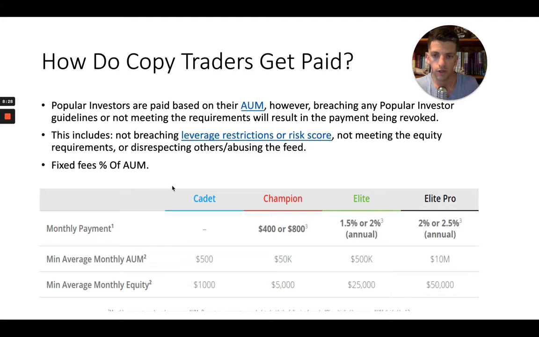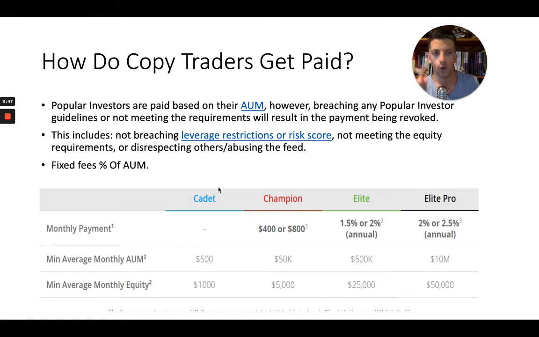Okay, so here are the basics. I believe they've just changed this, but anyway, when I passed the popular investor criteria in the program, this is how it was. So I'm just going to relay it to you here. You start off at this tier, the cadet, and then you're a champion, and then you're an elite, and then you're elite pro, okay?